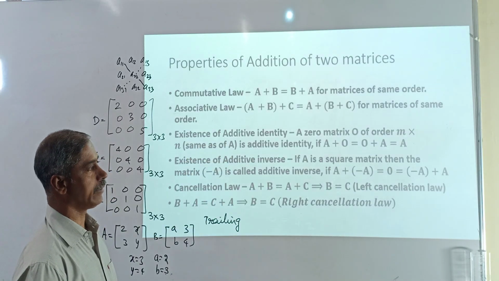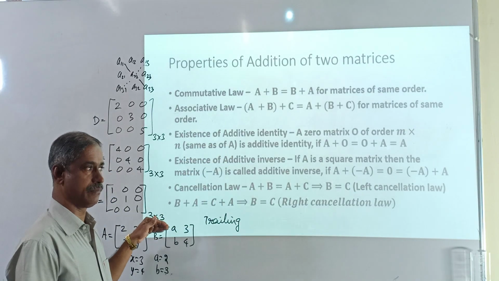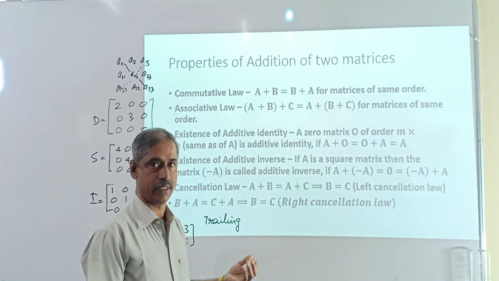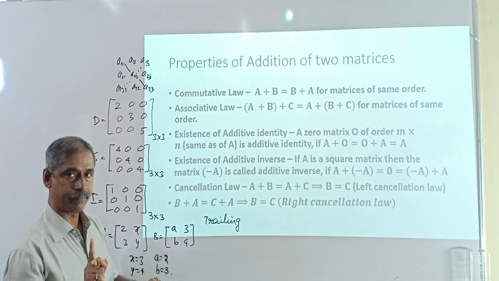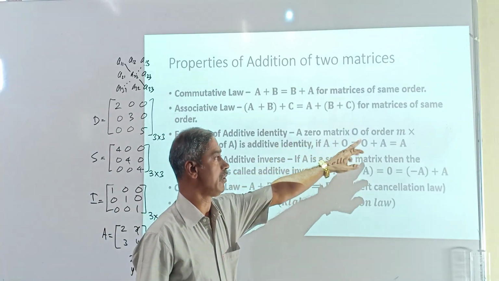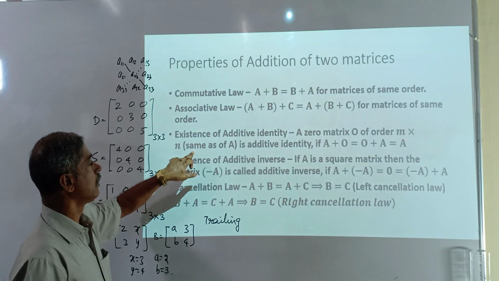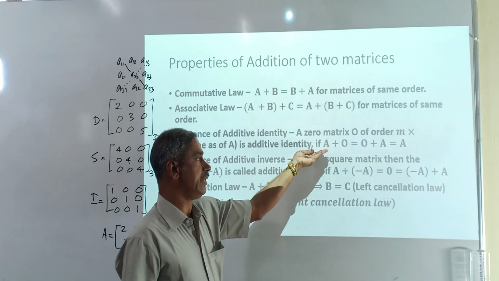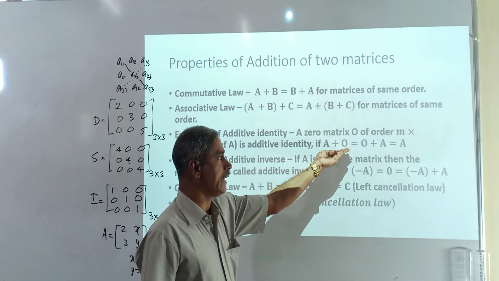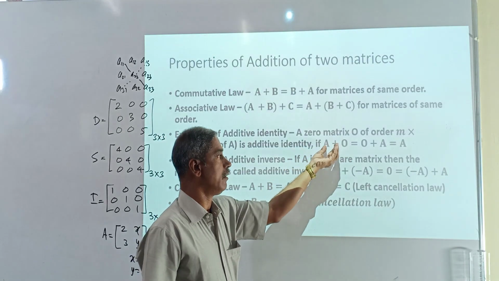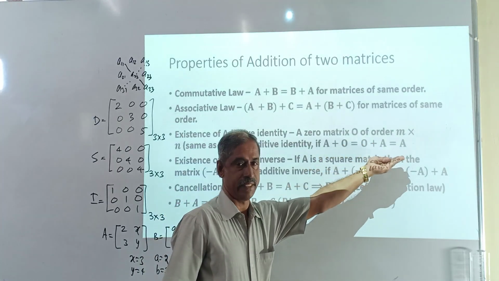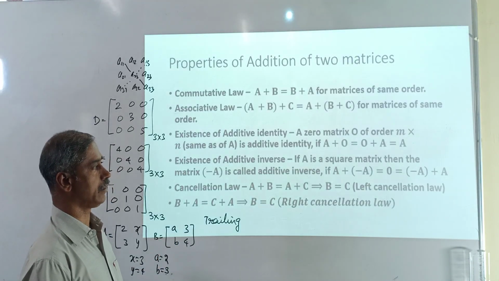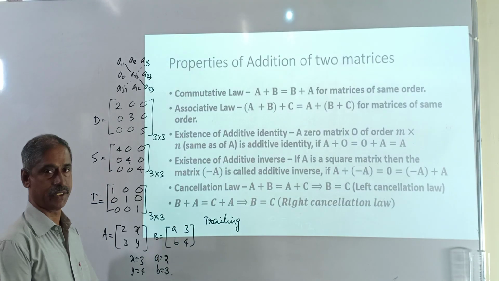Existence of additive identity. We have seen in the very beginning that a matrix is said to be a null matrix if all the entries are zeros. A zero matrix of order m by n is always the additive identity for addition. A being any matrix of some order, we can define a null matrix of the same order. When added, we get the same matrix as the result. So 0 is the unique element which is called the additive identity of matrices for all addition processes concerned.